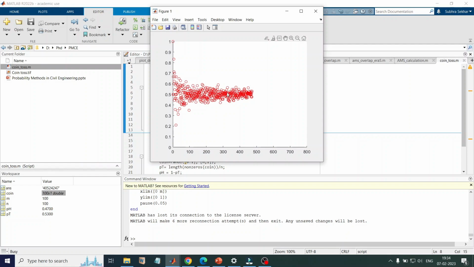Now you can see that the probability of getting tail is nearly 0.5 and is varying very little, centered around 0.5.